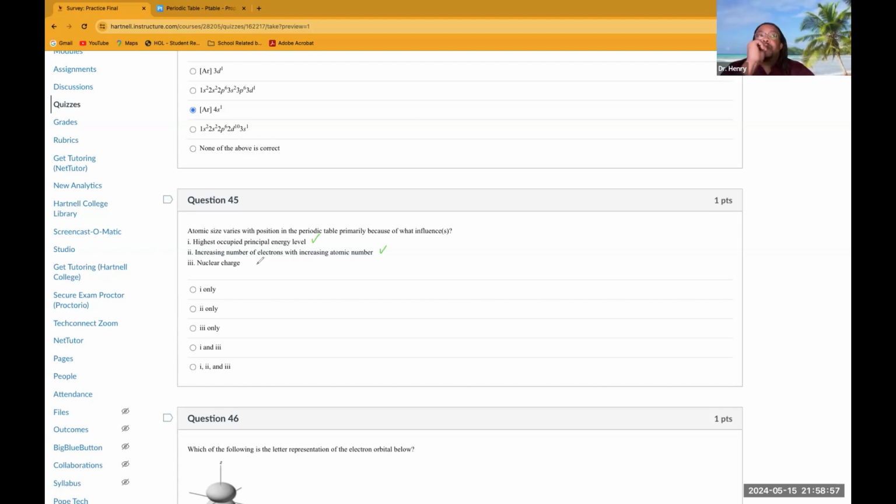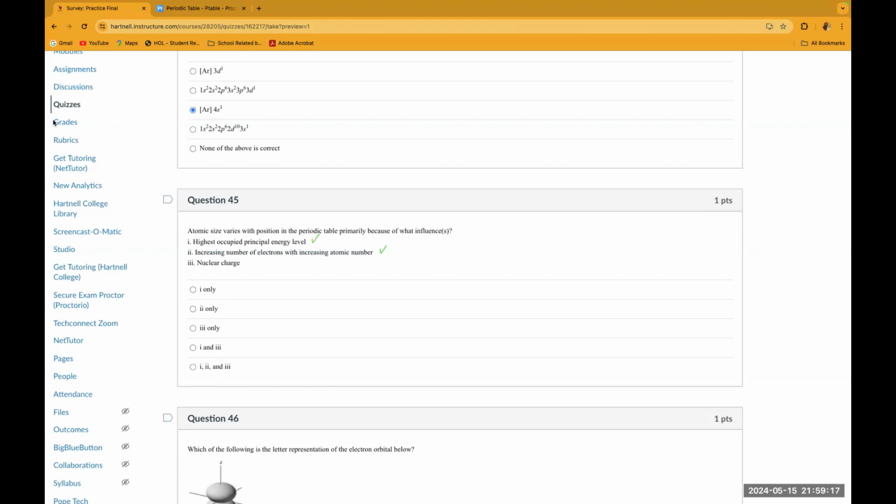Wait, what is nuclear charge again? Nuclear charge is just also the number of protons, right? Because we're looking at just the nucleus. So is the number of protons increasing? Yes. Okay. So I was thinking of something else then.